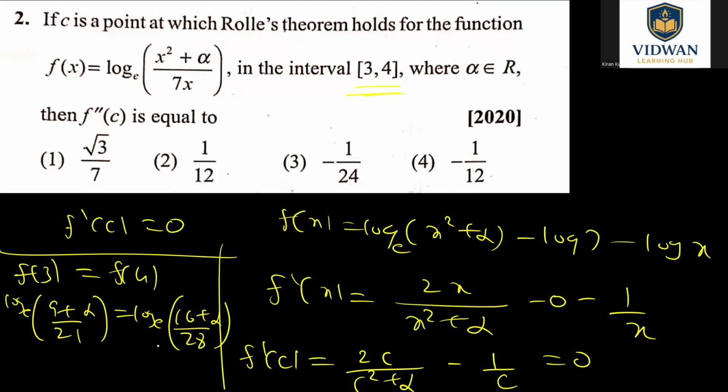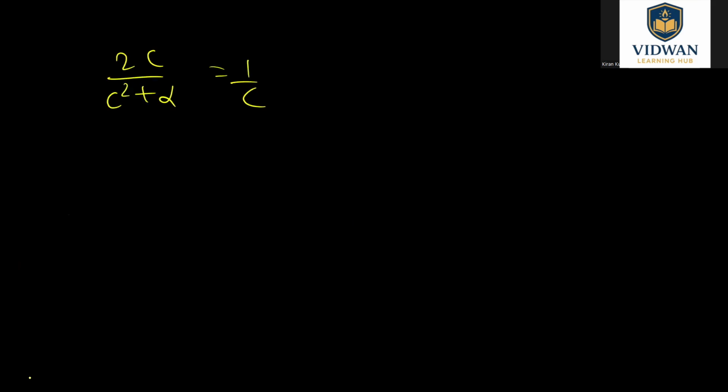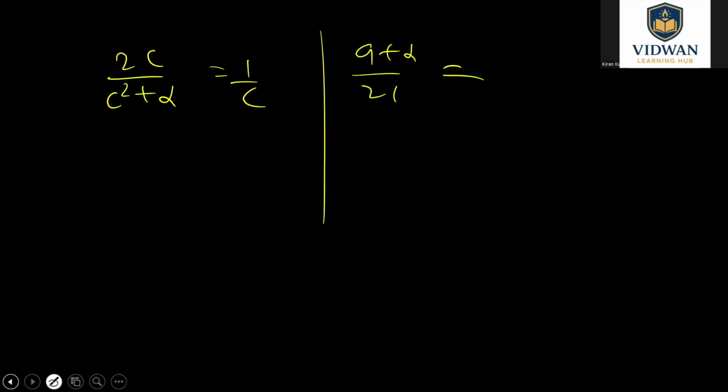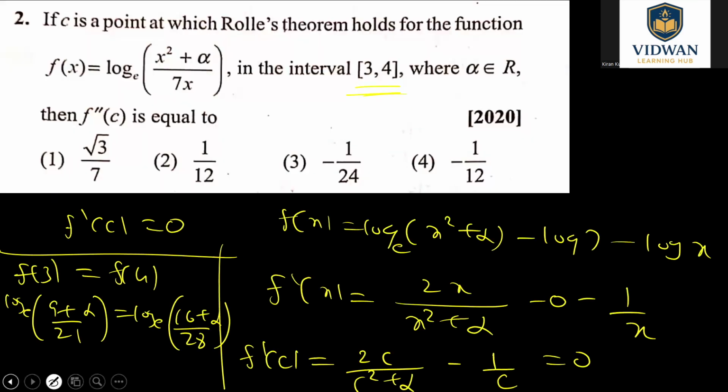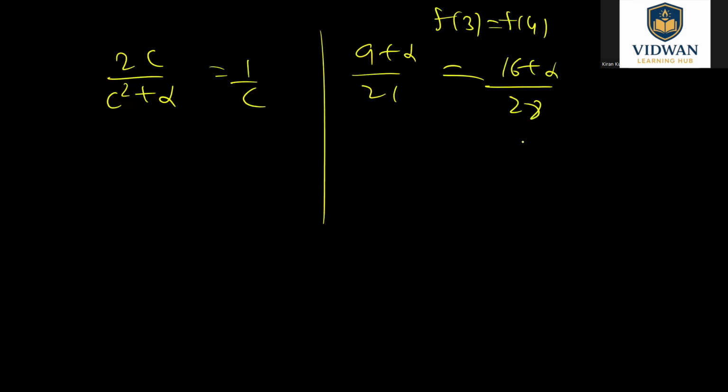Both sides you have log, you can remove the log. So you'll get 9 plus alpha by 21 equal to 16 plus alpha by 28. This will help you in finding alpha. So how did I get this? I'm just using the condition that f of 3 equal to f of 4, because for Rolle's theorem to be satisfied in any interval, f of a and f of b must be equal. So from here, if you cancel out 7 with 7, 3 times, 7 times 4, and now cross multiply: 4 into 9 plus alpha equal to 3 into 16 plus alpha.